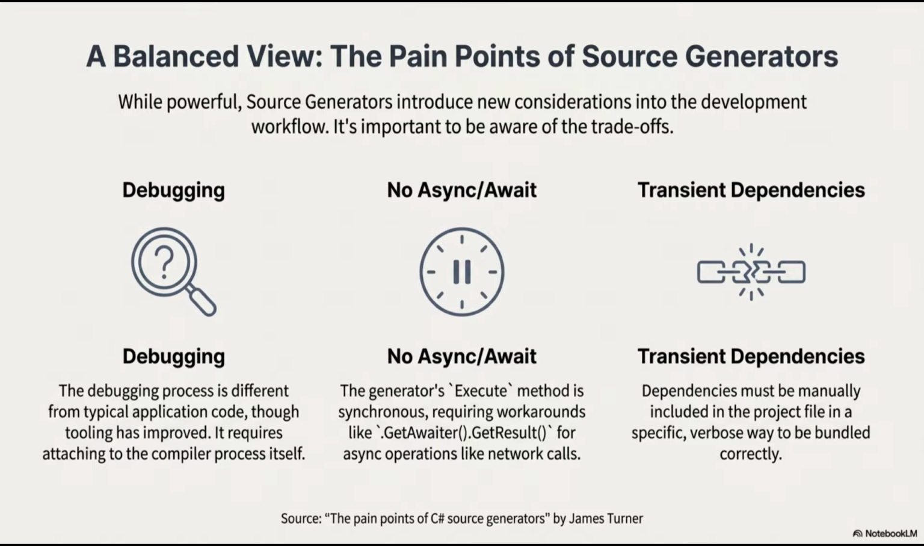While powerful, source generators introduce new considerations into the development workflow. It's important to be aware of these trade-offs. One of them is the debugging. The debugging process is different from typical application code. Though tooling has improved, it requires attaching the process to the compiler itself. There are problems with no async and await. The generator Execute method is synchronous, requiring workarounds like GetAwaiter and GetResult for async operations like network calls. Then come the dependencies. Dependencies must be manually included in the project file in a specific verbose way to be bundled correctly.